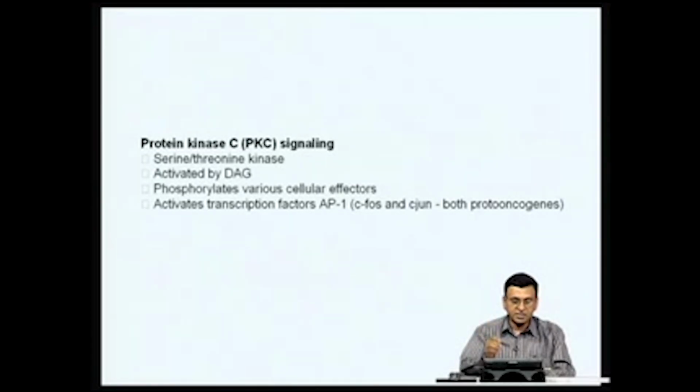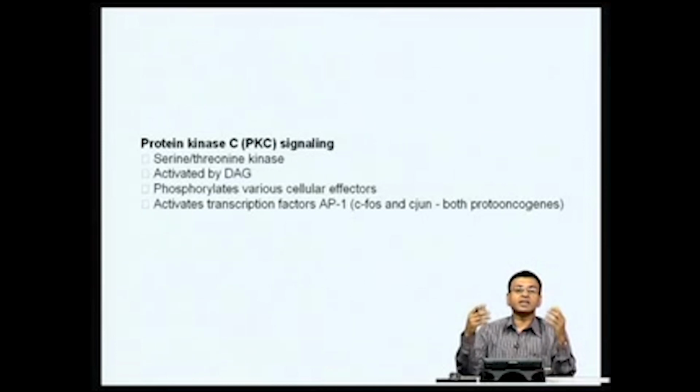So, protein kinase C is a serine threonine kinase. It is activated by diacylglycerol as well as calcium, and it phosphorylates various cellular targets, and one of the major targets for the protein kinase C signaling pathway is the transcription factor AP1, which consists of c-Fos and c-Jun, and both are proto-oncogenes. The levels of c-Fos and Jun are very finely controlled inside the cells, and if you overexpress some of these proteins, it can result in cancer. So, the PKC signaling pathway plays a very important role.